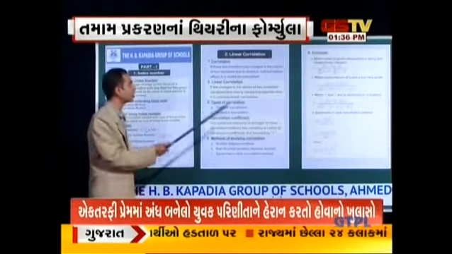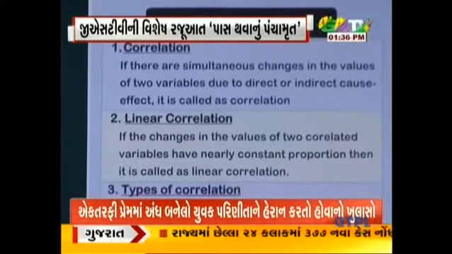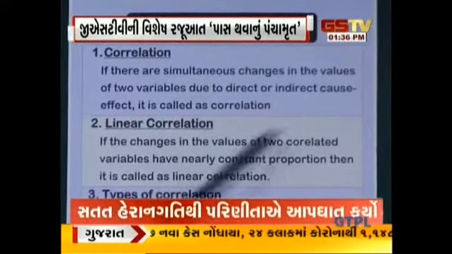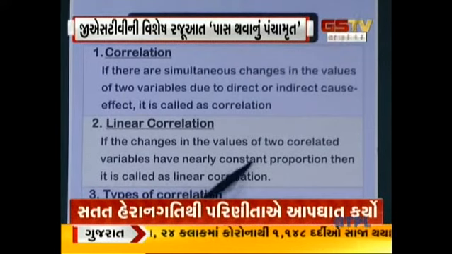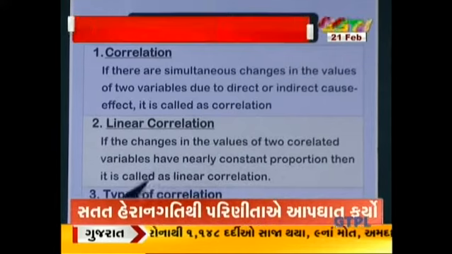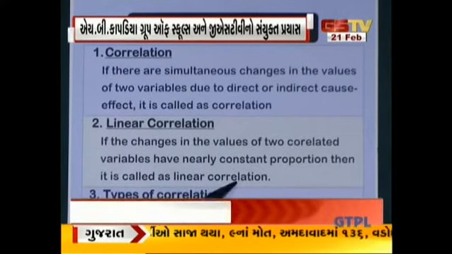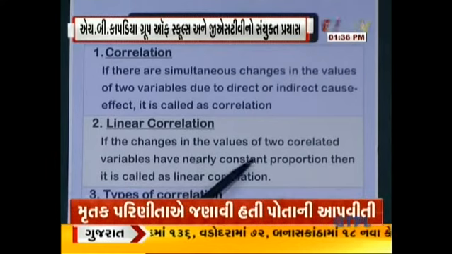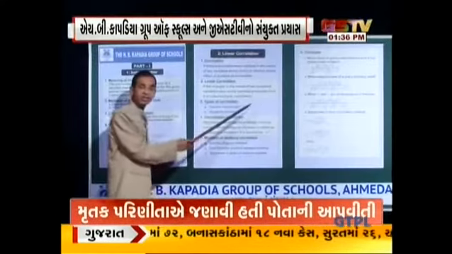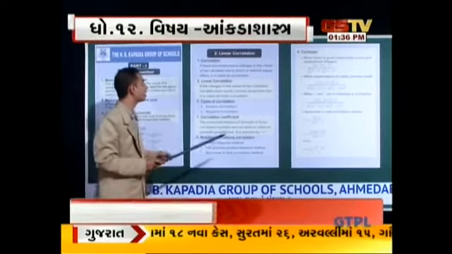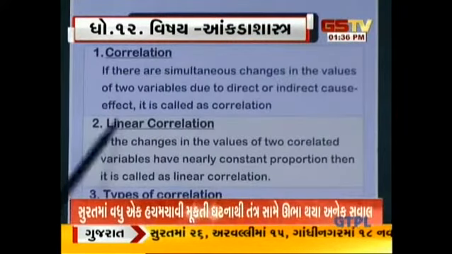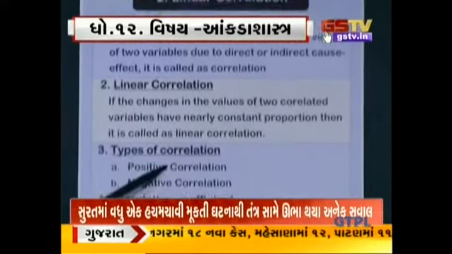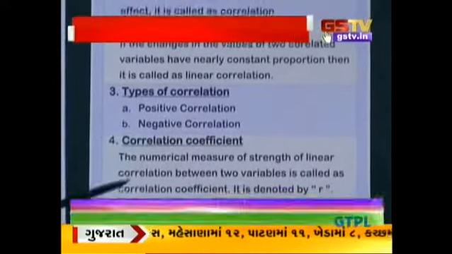So now understand the meaning of linear correlation. If the changes in the value of two correlated variables have nearly constant proportion, then it is called a linear correlation. So in this meaning, you have to remember a specific phrase, nearly constant proportion. If the changes are in constant proportion, then we can say it is a linear correlation. Next, there are two types of correlation, one positive and the second negative correlation.